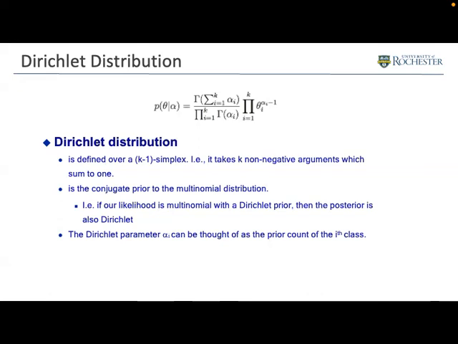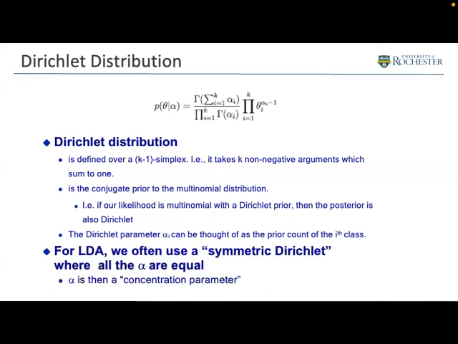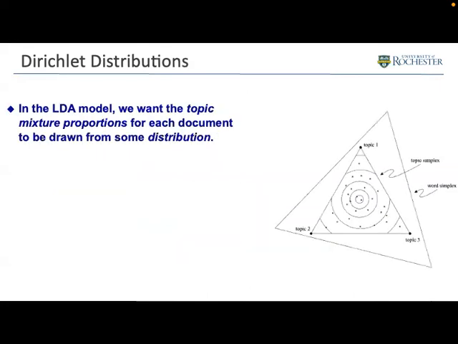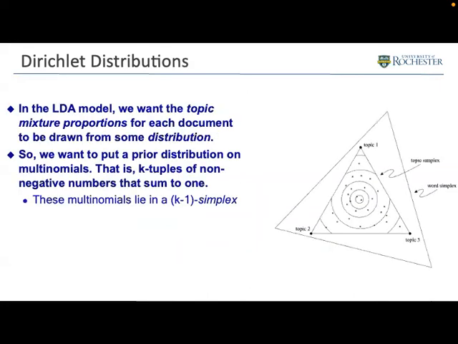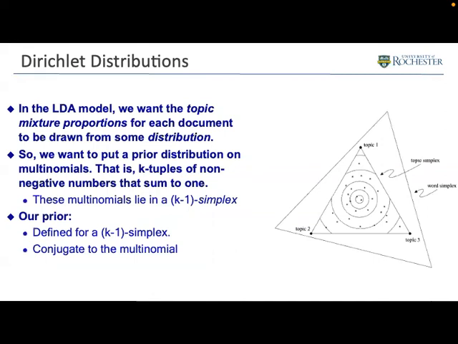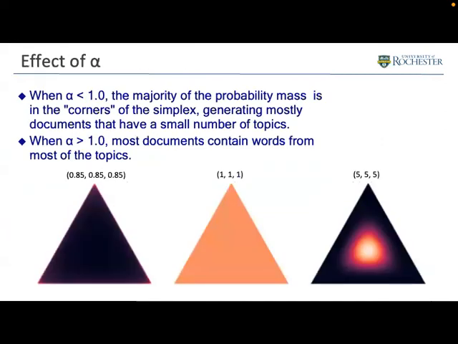Another way of understanding the alpha here is this. If we have the Gaussian distribution, there is a hyperparameter for us to control what the standard deviation looks like, and the alpha is doing similar things. For the LDA model, we often use a symmetric Dirichlet where all the alphas are equal. So the alpha is then the concentration parameter. This slide just repeats what I just mentioned.